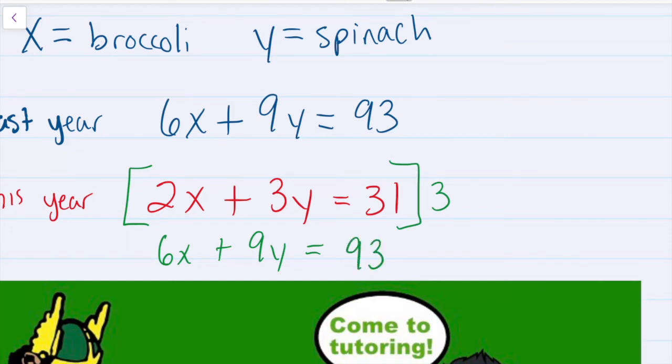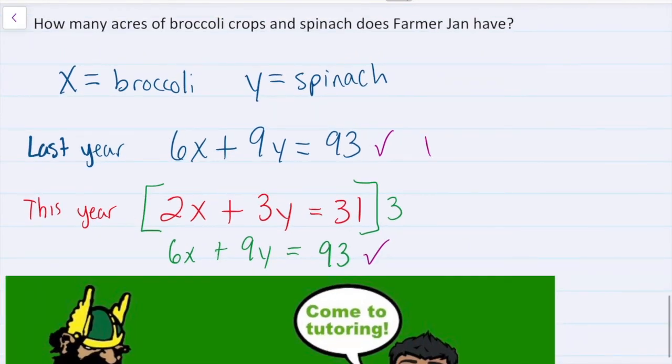So did we get the same equation on both sides? Yes, sir. That means that no matter what happens, we're always going to get the same answers. Therefore, this is an infinite solutions problem because they're both the same equation.